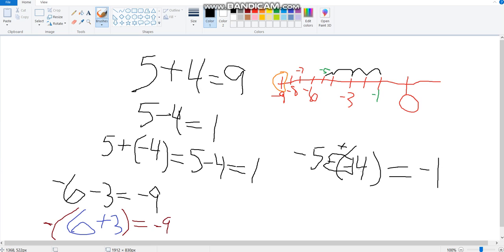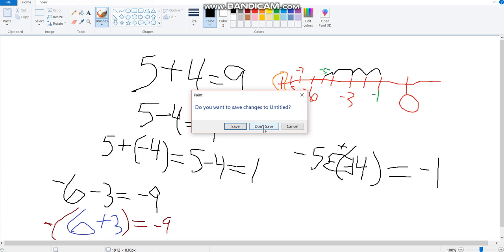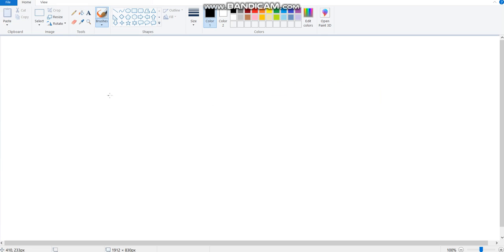Notice that when we add a positive number to a negative number, we're going up because we're getting closer and closer to those positive numbers. So instead of our number being more negative, we're getting less negative and more positive. Alright, so now I'm going to create a new page real quick so we can go over how to multiply and divide negative numbers.